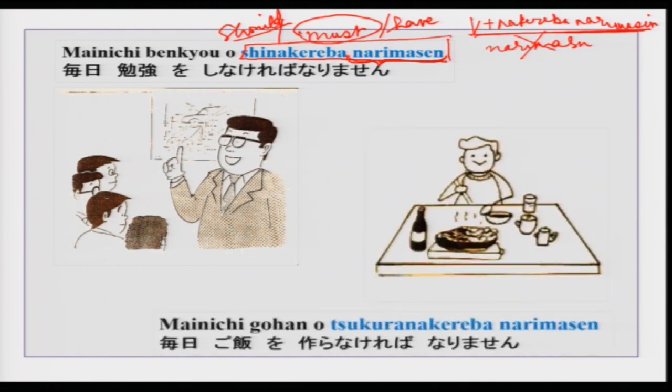There's another one for you. What does okasan do? Okasan wa mainichi gohan o tsukuranakereba narimasen. Okasan wa mainichi watashi tachi no tame ni gohan o tsukuranakereba narimasen. She has to make it every day for us. So tame ni can also be used over here. So this is how you will use nakereba narimasen.